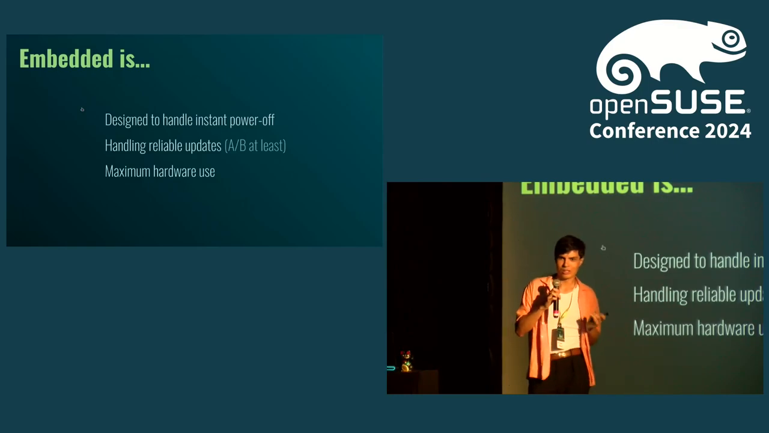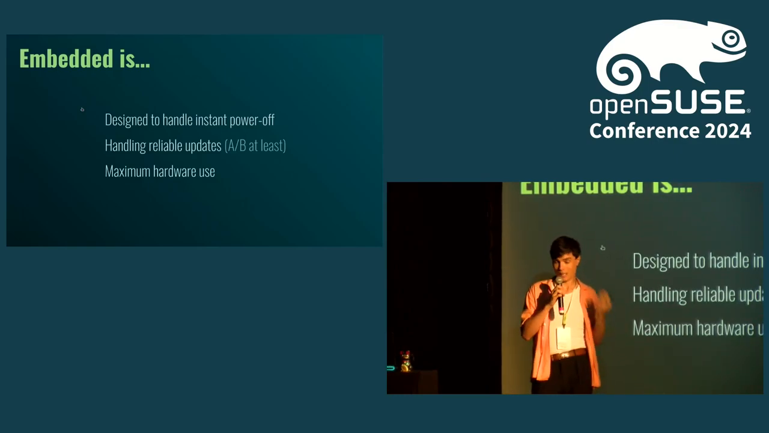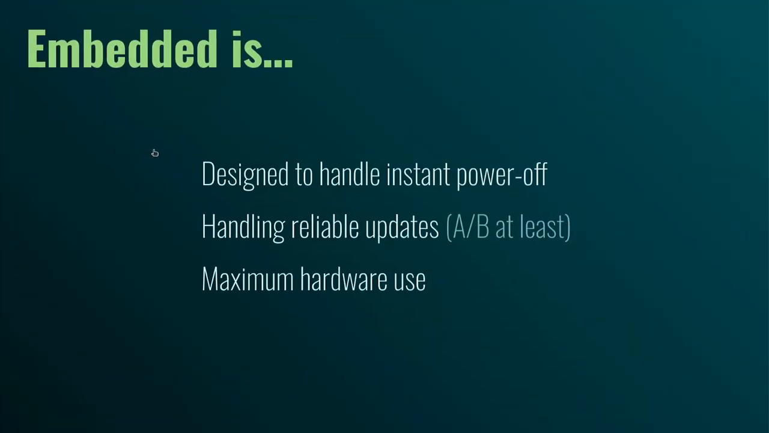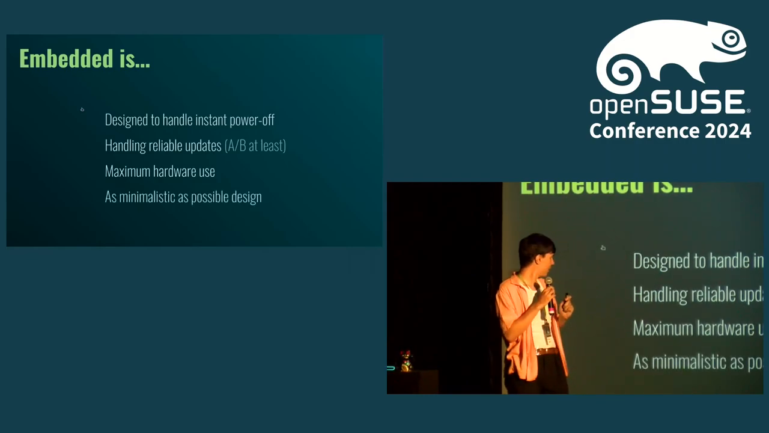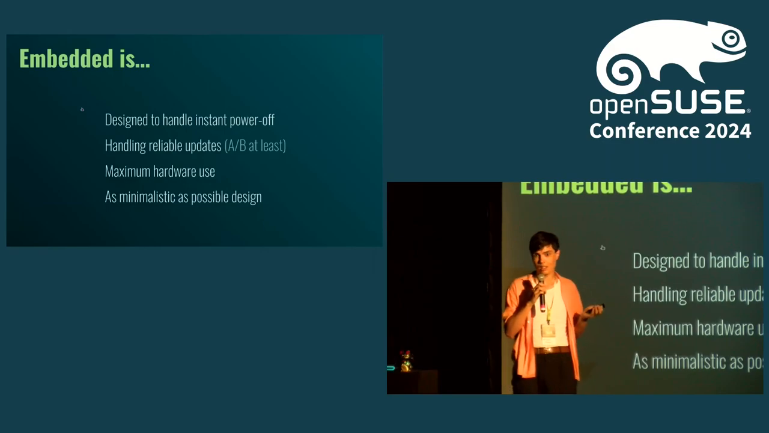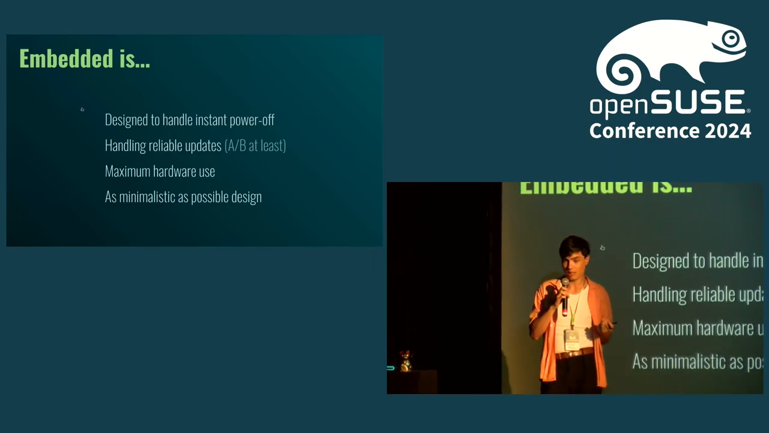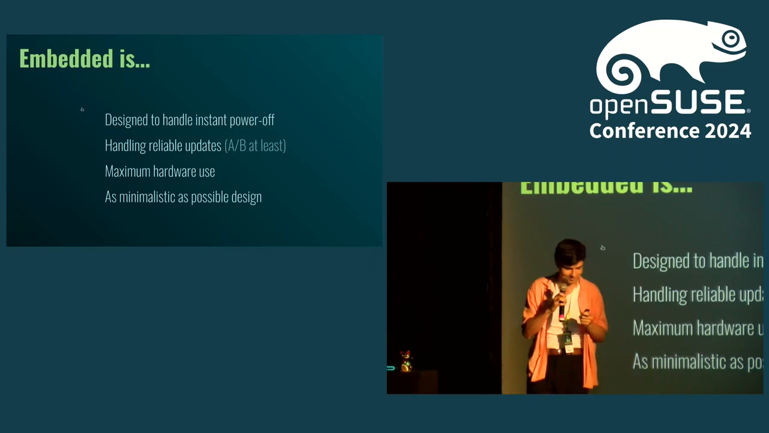We also want to use our hardware to the maximum extent. Everybody does that, but especially in embedded, where you are selling lots of small chips, you want to cheap out on these chips, so you want to use them as well as you can. And to facilitate all this, we also want to be as minimal as possible, because the less area for errors, the fewer errors, hopefully.